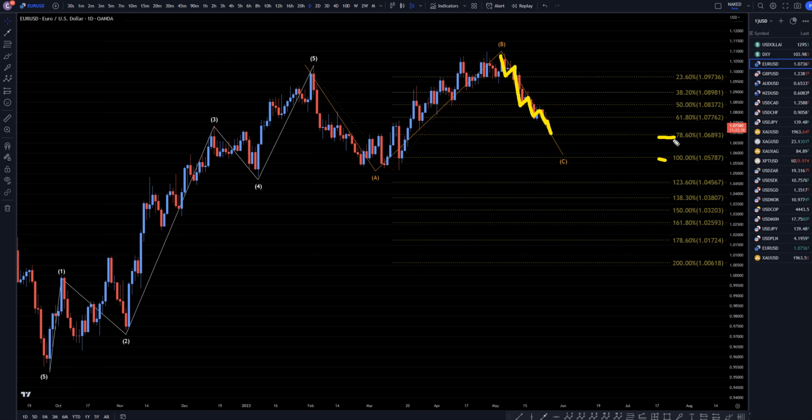The 78% definitely could be an area where wave C turns, but it normally does go to the 100 or maybe even the 123. So until this actually breaks any structure to the upside like that, I am definitely still going to continue to look for shorts in a downtrend for the continuation of this wave 3 of wave 2 is what I believe it is.